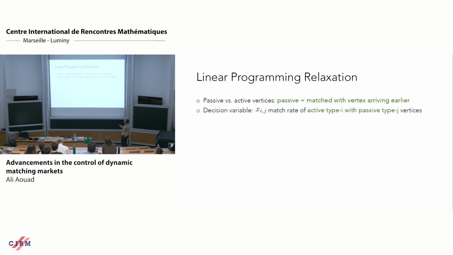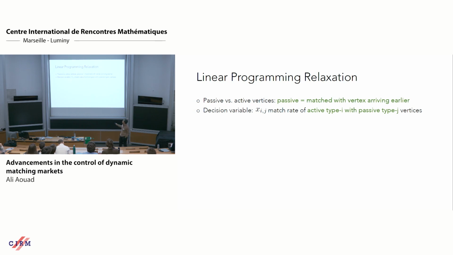So the key idea here will be to distinguish between two types of vertices. Suppose you're given a certain policy, we're going to distinguish between passive and active vertices. We say that an agent is passive if he or she is matched with a vertex that arrived earlier. So that's a passive agent, someone who gets matched with someone who arrived earlier, and anyone else is active. Why this wording? It comes from previous literature, but if you're active, you're actively waiting to be matched. So that's where this notion comes from.